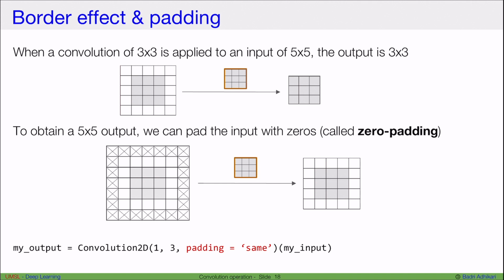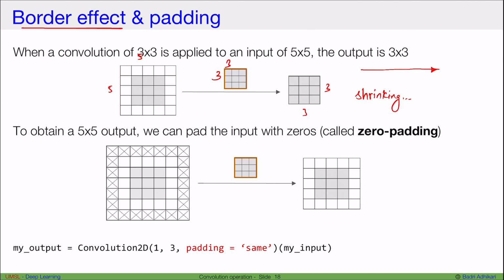Now let us revisit the topic of border effect. When we apply, say for example, a convolution of size 3 by 3 to an input image of size 5 by 5, then the output that comes out will be a 3 by 3, right? But if we do this, then it seems we are shrinking the input to a smaller and smaller size every time we do a convolution. So if we have a really deep network with many rounds of convolutions, then eventually the image becomes so small that anything further doesn't make sense.